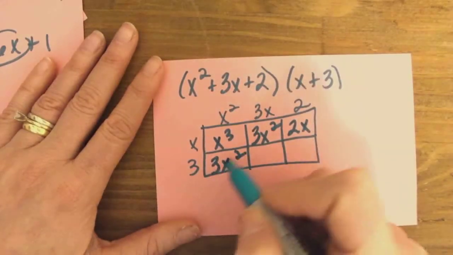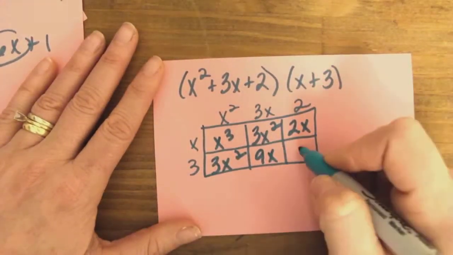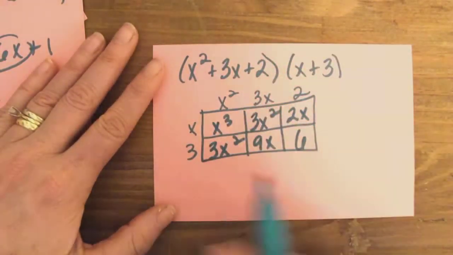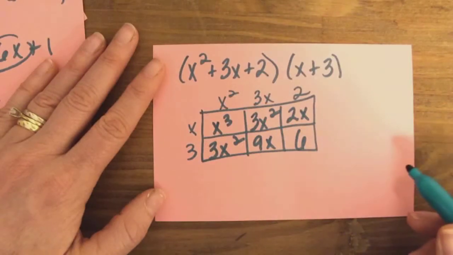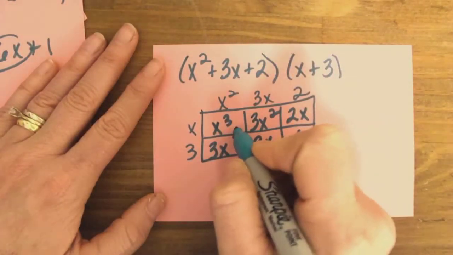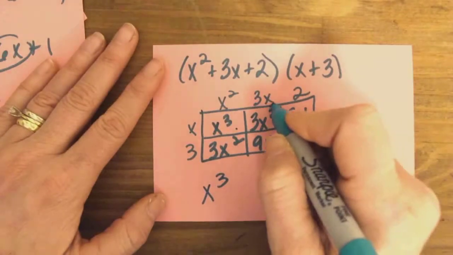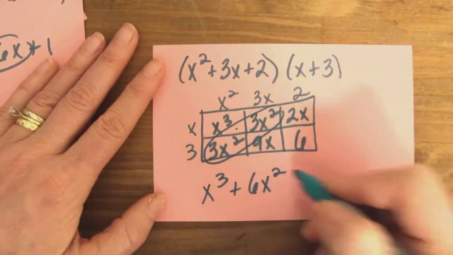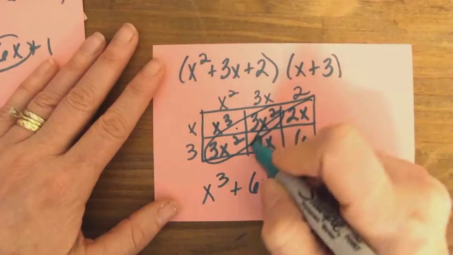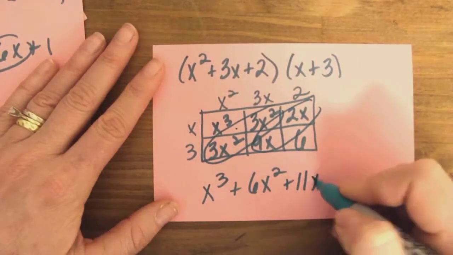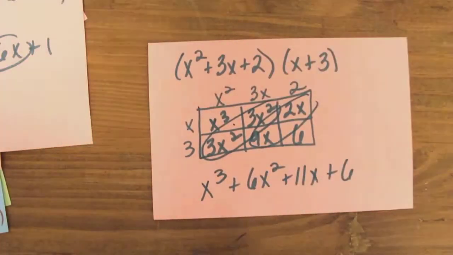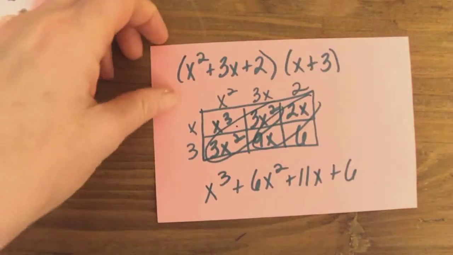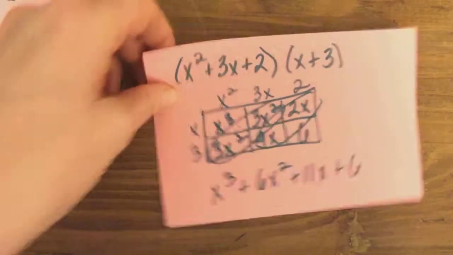3 times x squared is 3x squared. 3 times 3x is 9x. And 3 times 2 is 6. So we multiply to fill in the box, and then we write what we got in the box by combining like terms. This guy is my only x cubed. These are both x squareds for a total of 6. We're adding them. These are both x's for a total of 11. And then we have a plus 6 on the end. That's what we do when we're multiplying, or if they say the word product.